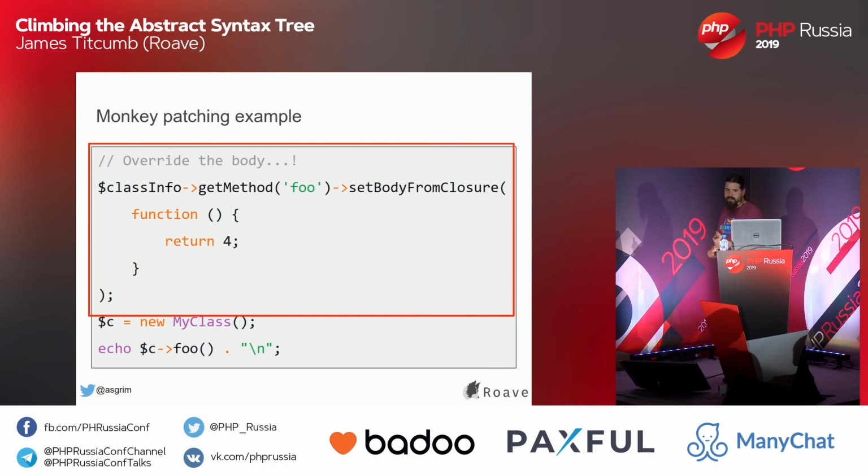There also exist set body from string and set body from AST, so you could actually make a whole load of AST nodes by hand if you like, or generate them however you like. And replace the method foo's body with something completely different.